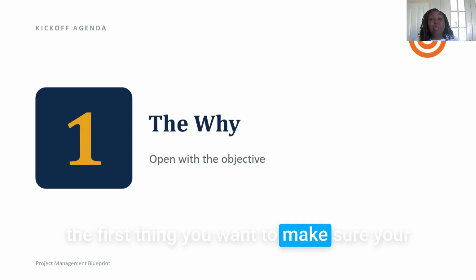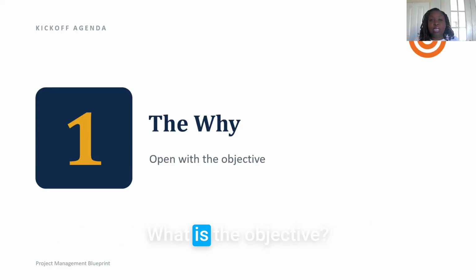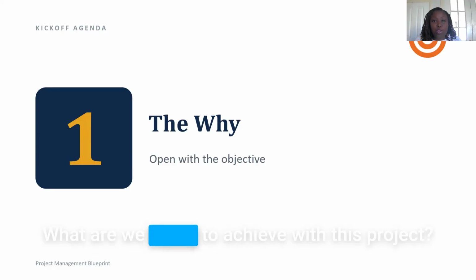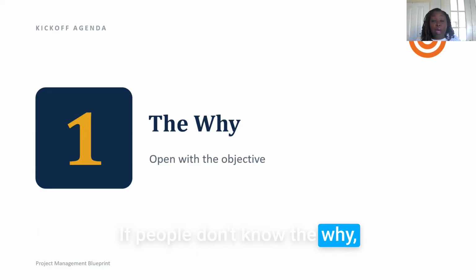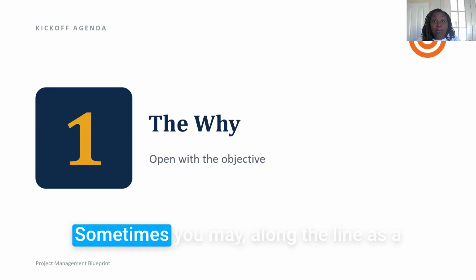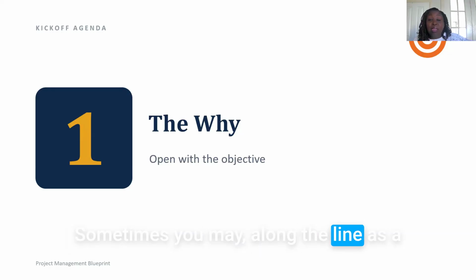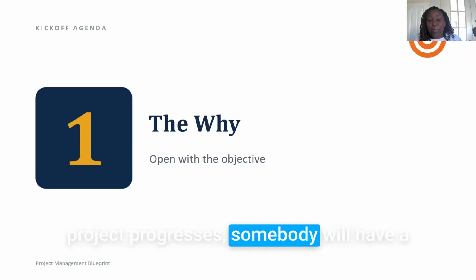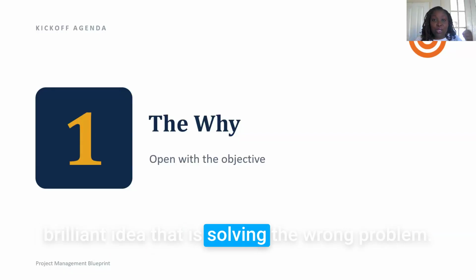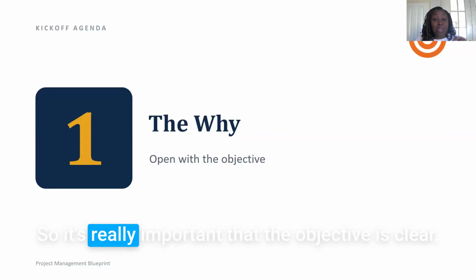The first thing you want to make sure your kickoff meeting is very clear on is the why. What is the objective? What are we trying to achieve with this project? If people don't know the why, they don't know the objective. Sometimes, as the project progresses, somebody will have a brilliant idea that is solving the wrong problem. So it's really important that the objective is clear.